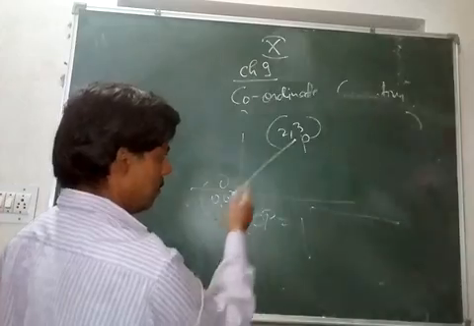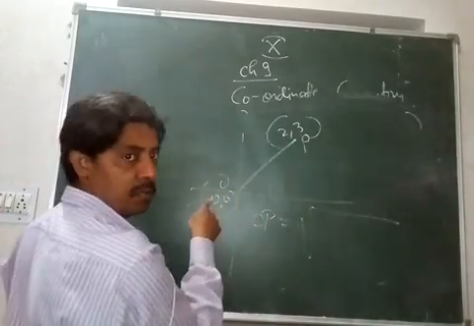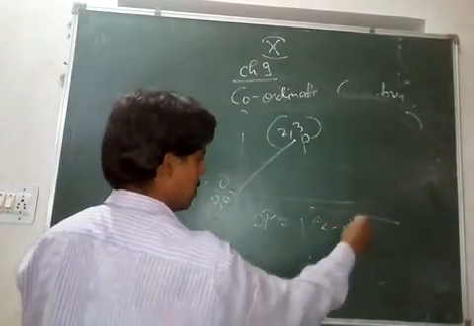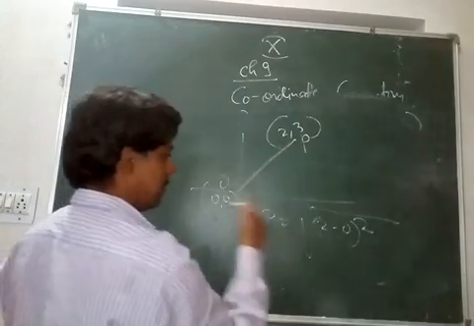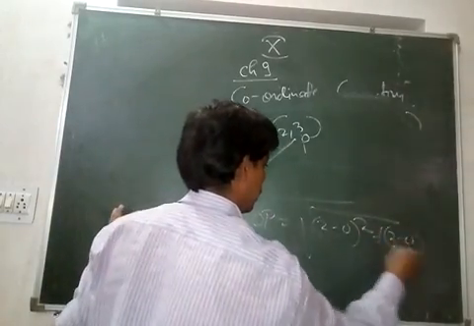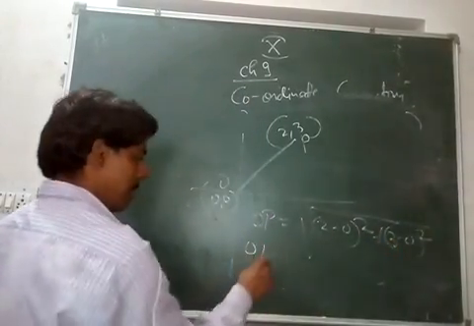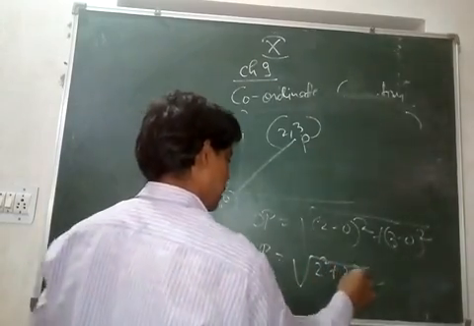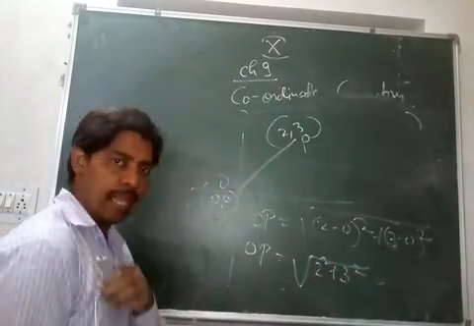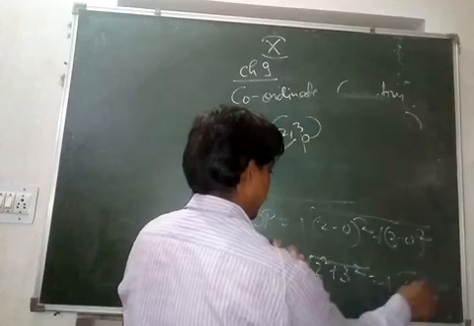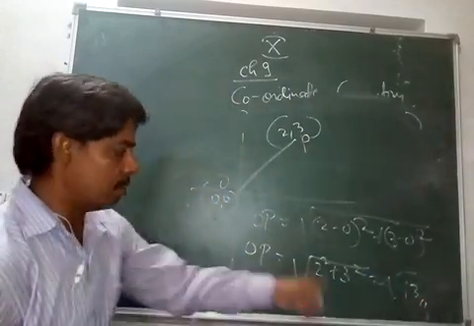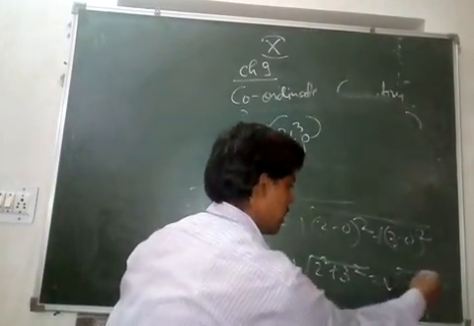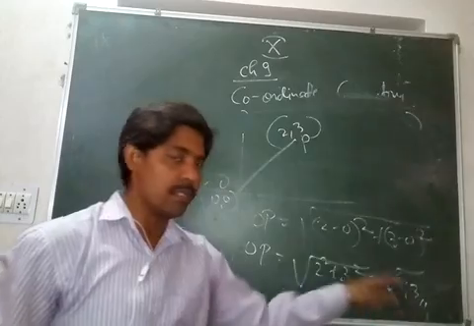Did you write a square root sign? OP is the square root of (2 minus 0) whole squared plus (3 minus 0) whole squared. So OP is equal to the square root of 2 squared plus 3 squared. 2 squared is 4 and 3 squared is 9. 9 plus 4 is 13. So we are getting OP as root 13, the square root of 13. Always take the positive sign, not the negative sign, because distance is always positive.